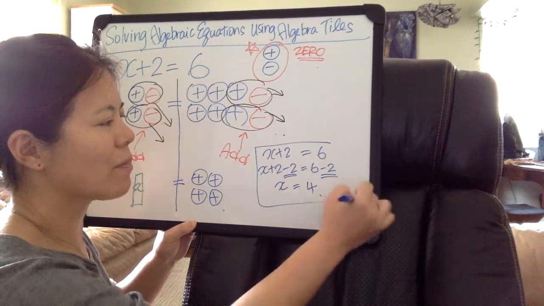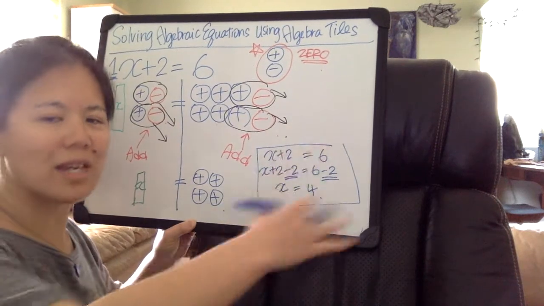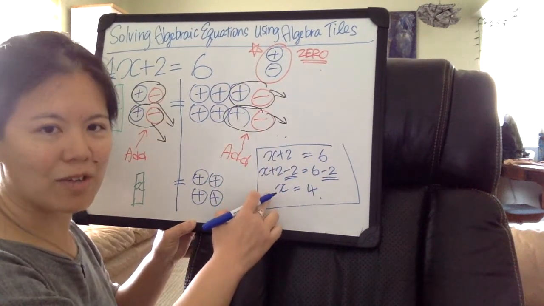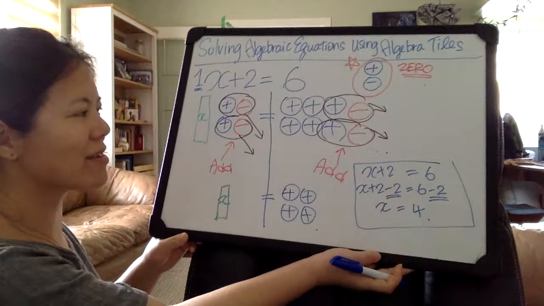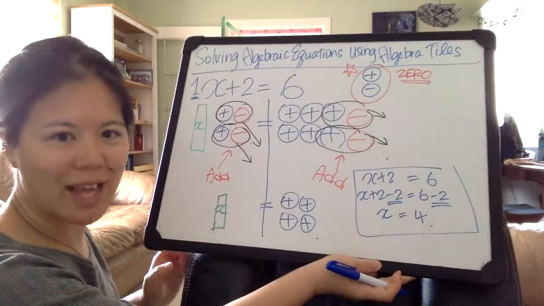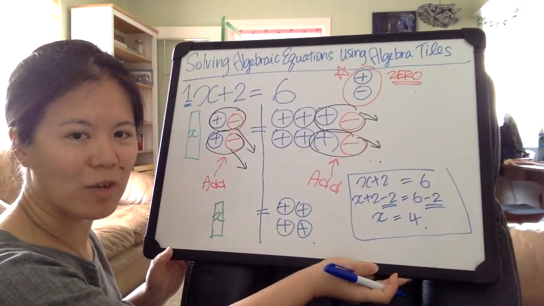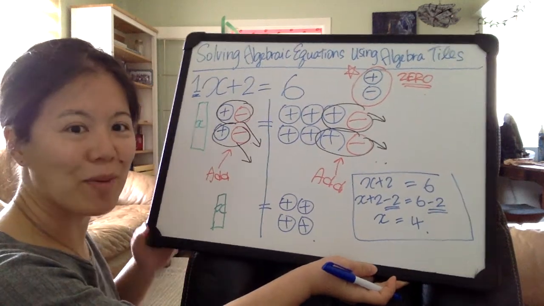You can write it up like this if you're just using the algebraic equations, but if you're using algebra tiles, that's how you can represent this algebraic equation and how to solve it. Okay, I'll be back with more problems.